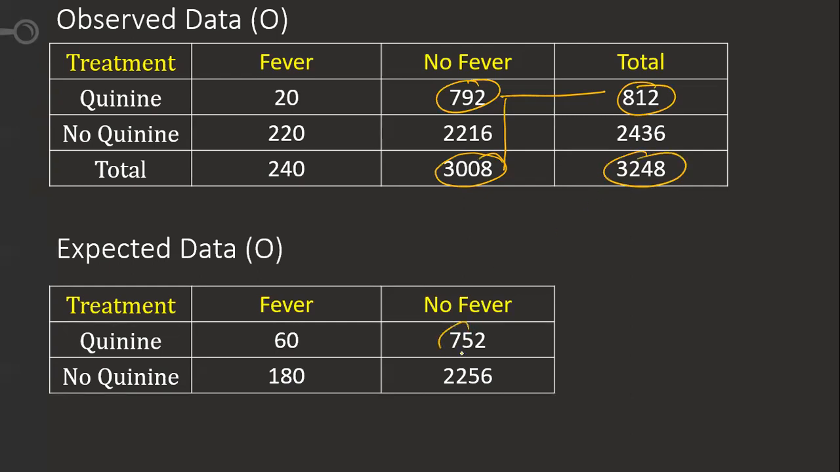So whatever the value comes here, I'm going to write in this particular place. Then for 220, I'm calculating and writing here. For 2216, I'm calculating and writing here. Okay, this is the easiest method to follow. I'm going to tell you once again.